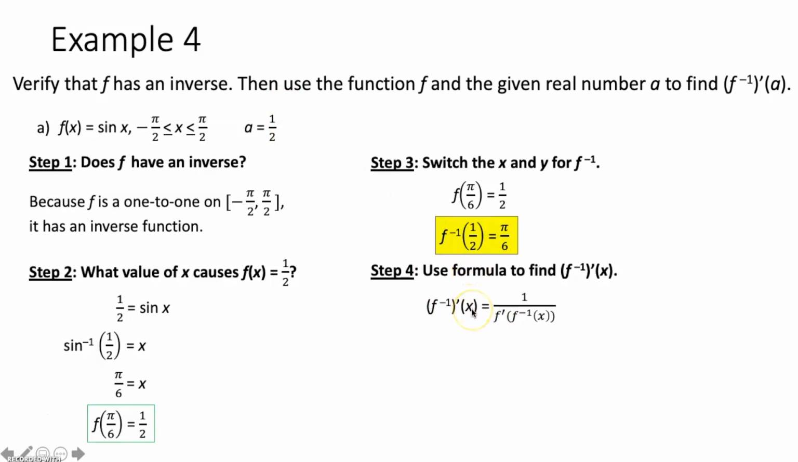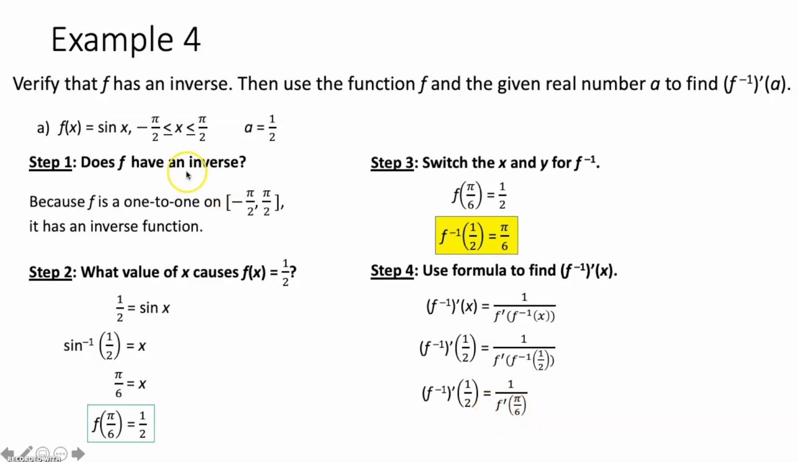So we're going to plug in 1/2 here and here for x. We then can simplify this because f inverse of 1/2, we just figured out what that is. That was what step 2 and step 3 were for. It's pi over 6. So we're going to plug in pi over 6 here. We then figure out what is f prime of pi over 6.